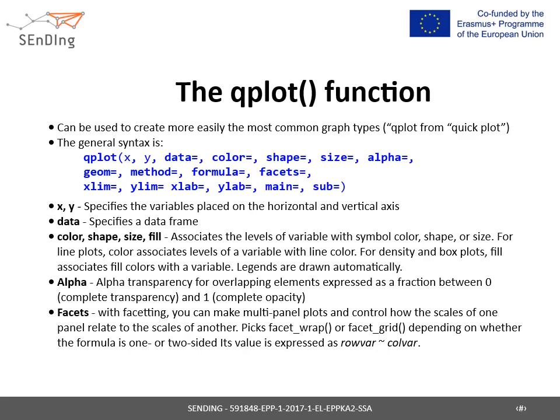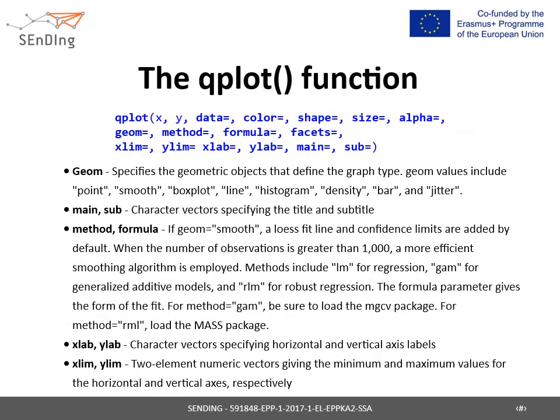Facets. With faceting, you can make multi-panel plots and control how the scales of one panel relate to the scales of another. Pick facet_wrap or facet_grid depending on whether the formula is one- or two-sided. Its value is expressed as row tilde col. Geometry specifies the geometric objects that define the graph type. The geometry option is expressed as a character vector with one or more entries. Geometry values include point, smooth, boxplot, line, histogram, density, bar and jitter.